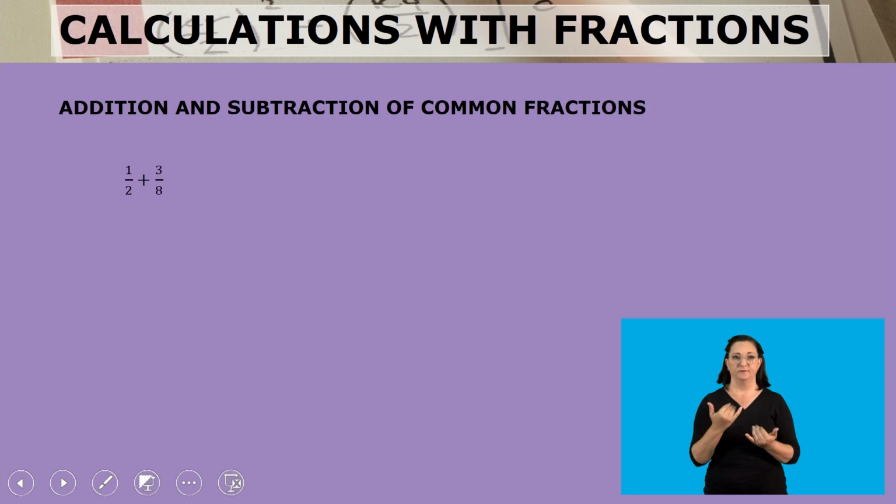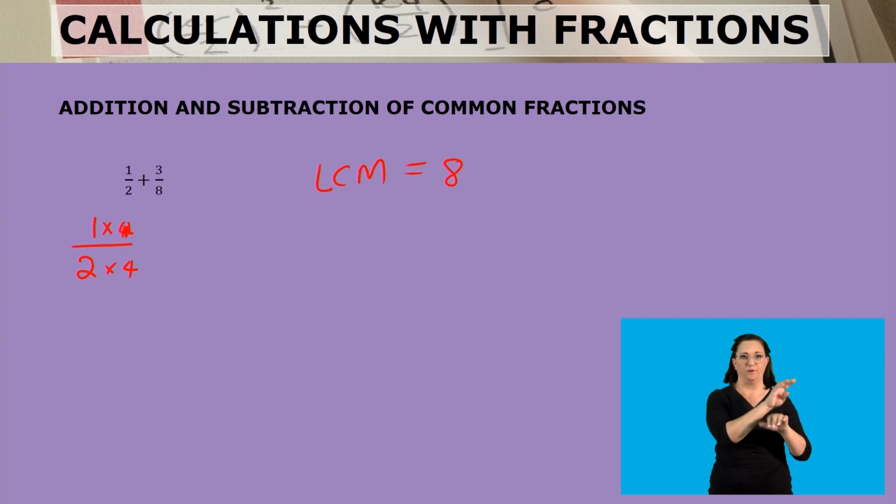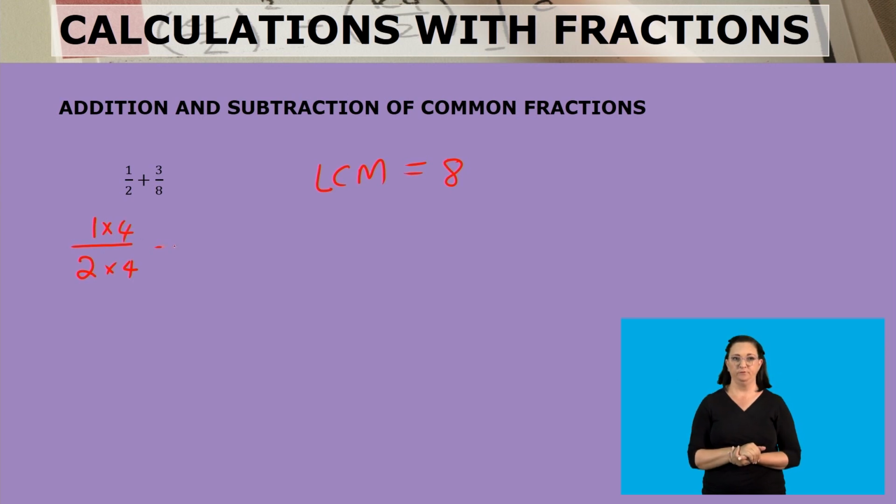So let's add the following and see if we can do what we have practiced now. So we have 1/2 plus 3/8. So the first thing that we're going to do is to find the lowest common multiple. And the lowest common multiple between 2 and 8 is 8. So this means that we are going to take the 2, multiply it by 4, because 2 multiplied by 4 is 8. And we are going to also multiply the numerator by 4, just to make sure that we keep that value. We are adding this to 3 divided by 8.